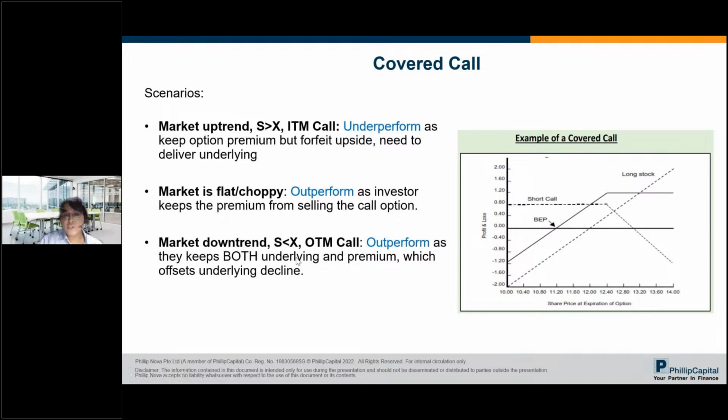Lastly, in a downtrend, when your call is out of the money, you will outperform because the premiums that you receive will help to offset the overall decline in the underlying assets. And the key thing about this strategy is that if you were to use it in a very volatile market, as I've mentioned, the more volatile it is, the higher your premiums are. So typically with the covered call, if you want to generate more premiums or more income, it would be better to use this strategy when markets are more volatile.